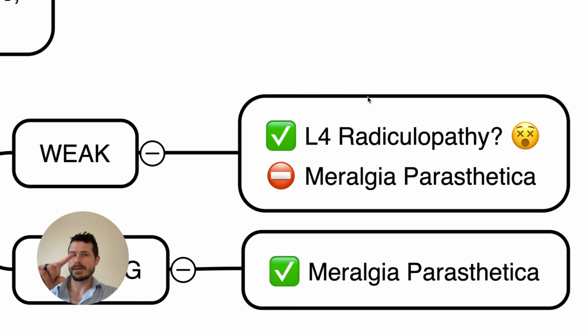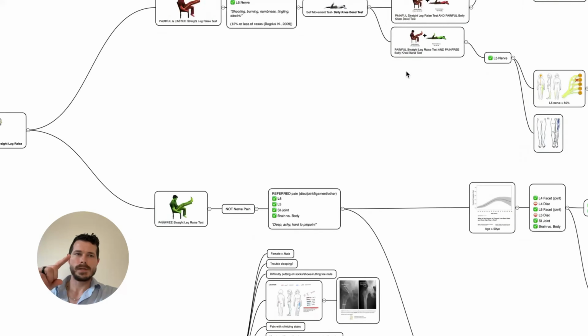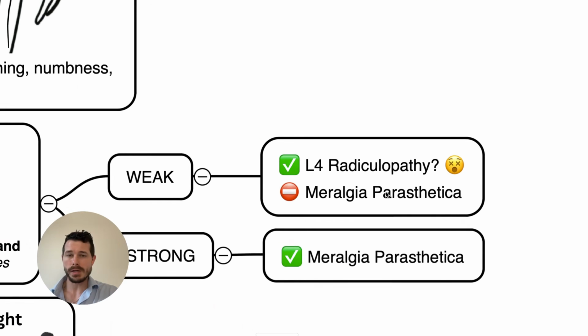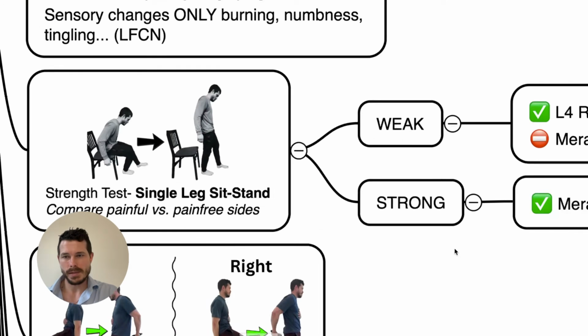So go back. If you missed it, go back up to the spinal stuff and recheck to make sure there's nothing goofy there that you overlooked. If you're strong, this increases the probability. We shouldn't expect to see any weakness with Meralgia Paresthetica.